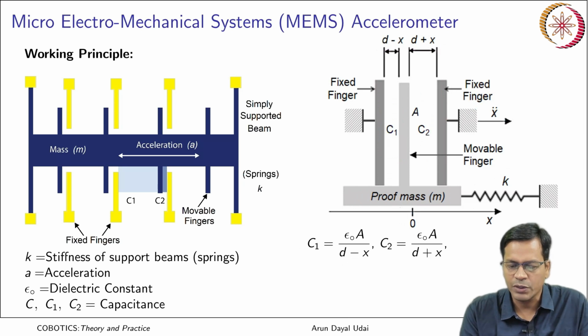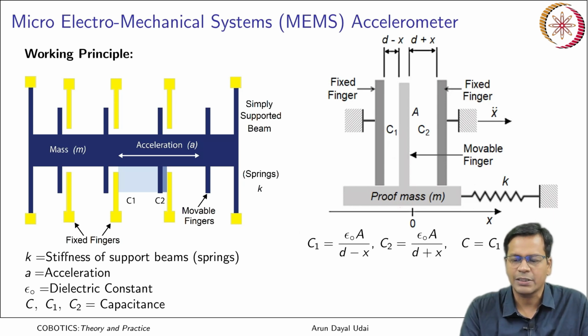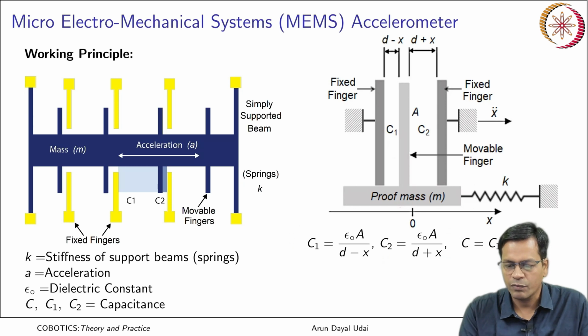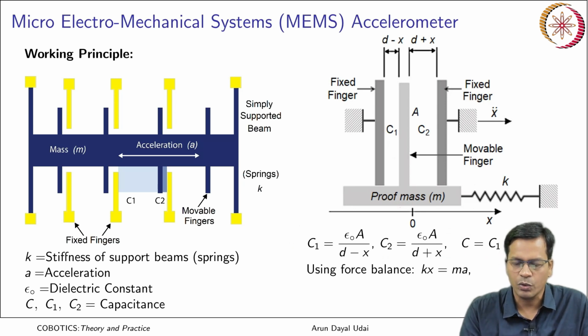So on the second side, you see, the capacitance becomes epsilon 0 A by d plus x. So on this side the capacitance has reduced, and on this side the capacitance has increased. So the total capacitance, because they are in parallel, will be C equal to C1 plus C2.